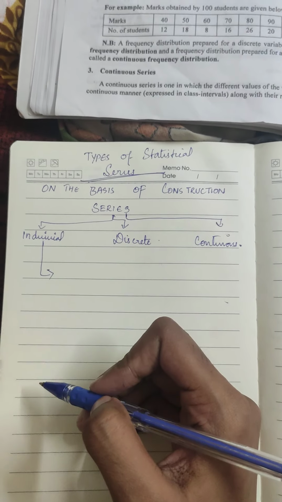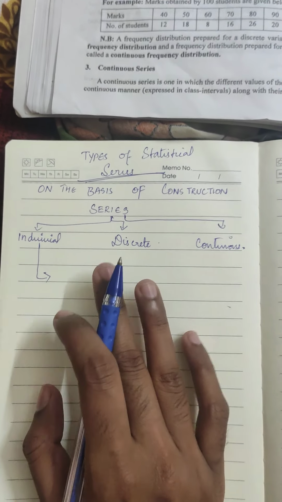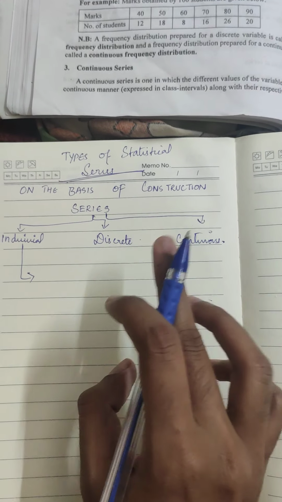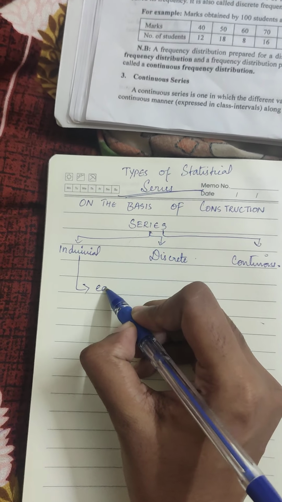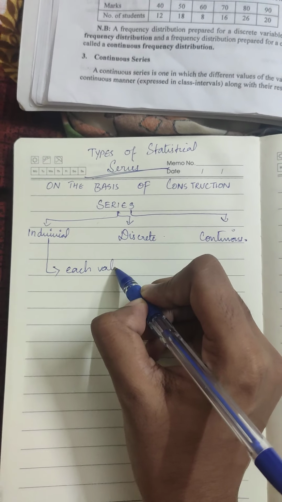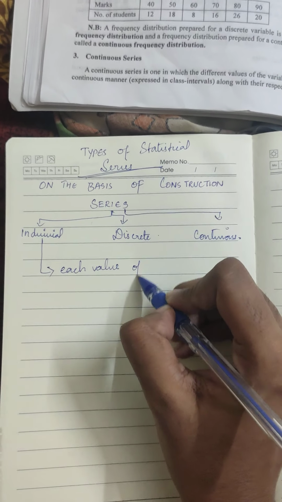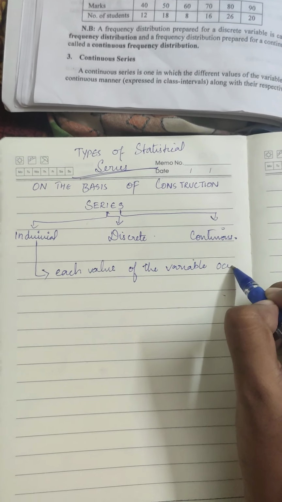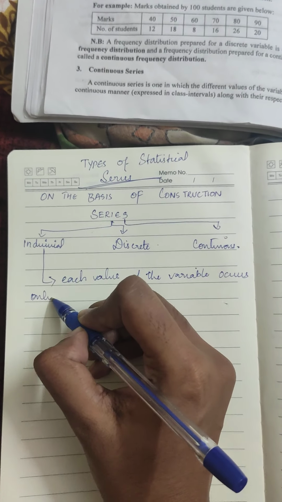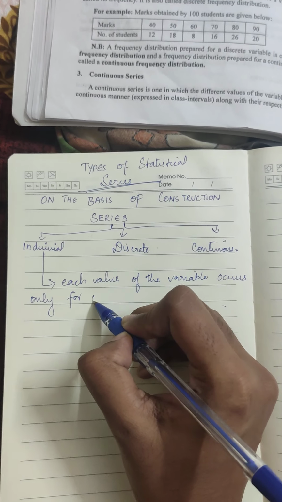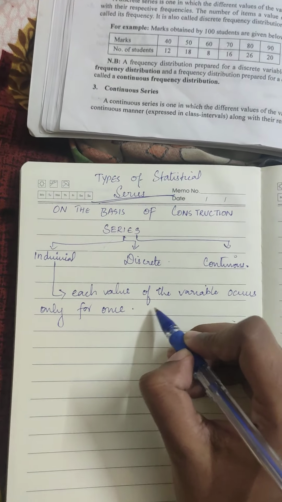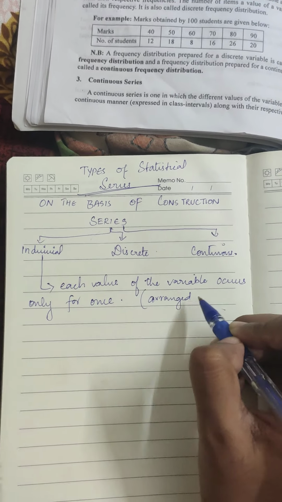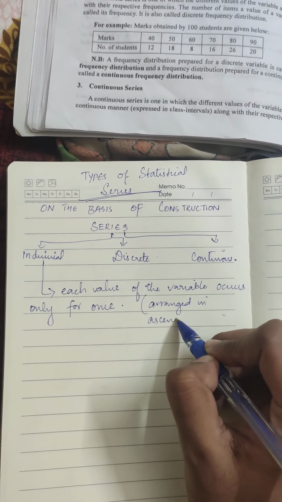Under individual series, this type of series is one in which each value of the variable occurs for only once. I'll just write this down over here. Each value of the variable occurs only once, which may be arranged in ascending or descending order.